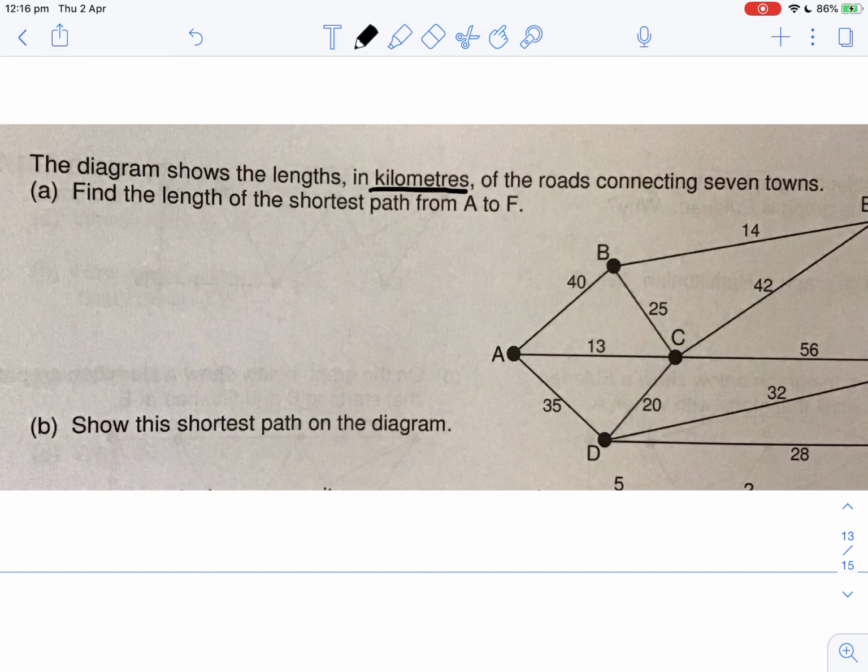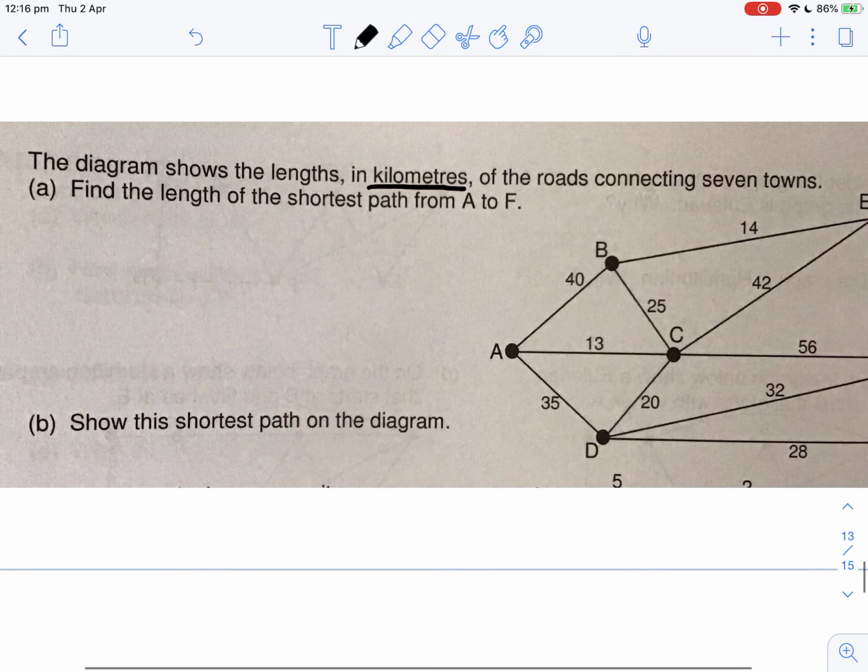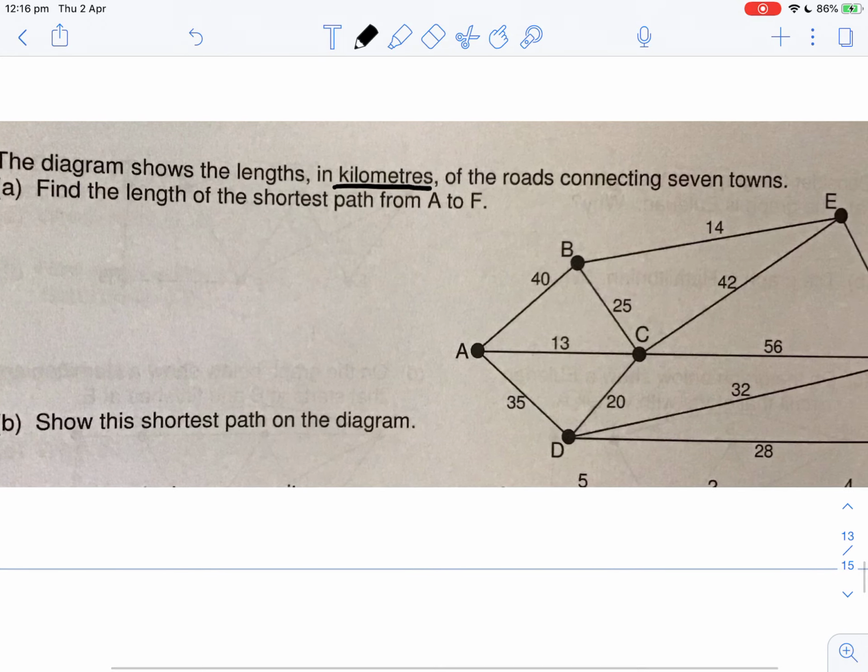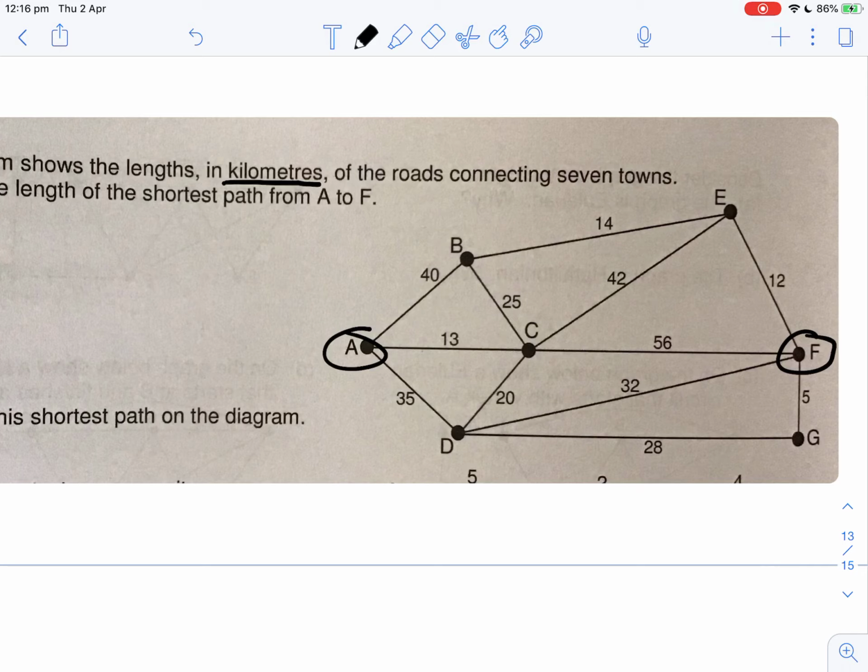So it shows the length in kilometres of the roads connecting 7 towns. Find the length of the shortest path from A to F. So in this case they are more or less going left to right, but watch that, they might have said from A to E, A to G.